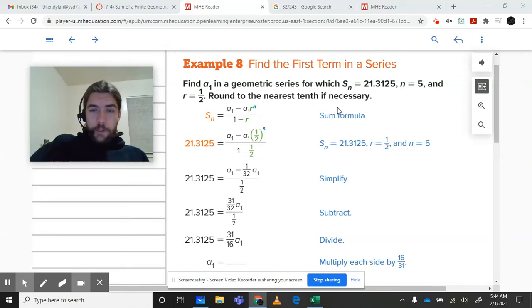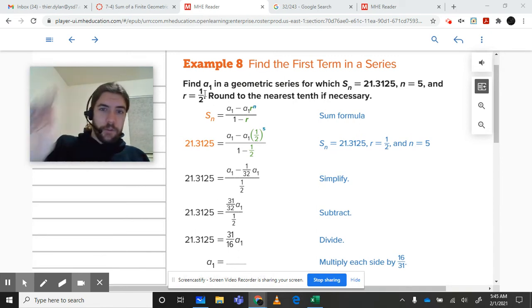Okay, so example 8 here has us working with this sum formula, just in a different direction, starting with different known information. So rather than figuring out what the sum is, it's going to give us the sum. It's going to say the sum of this series is 21.3125 for n equals 5, and we want to figure out what was the first term. If the first 5 terms total up to 21, and we know that the rate at which these terms change is by 1/2, so each term gets half as big as the last, what was that first term?